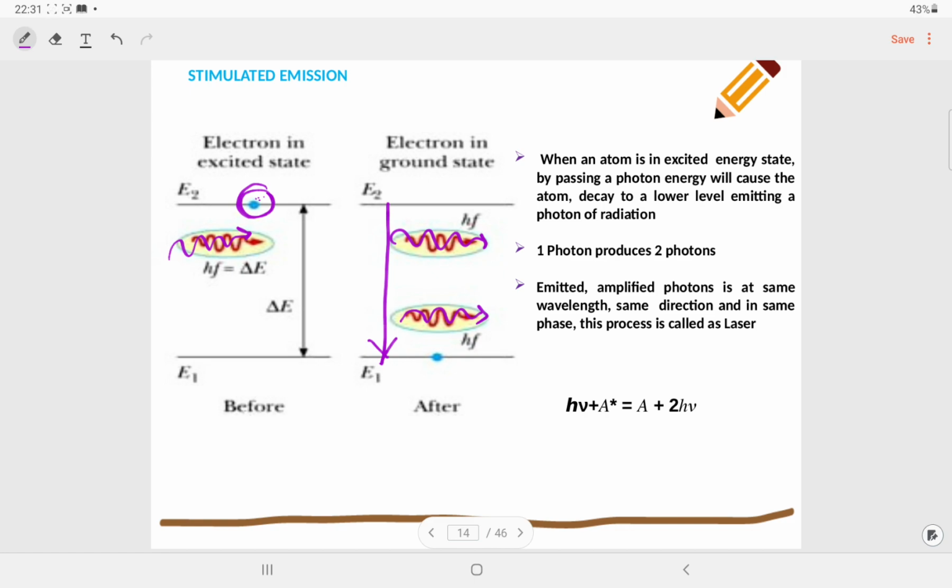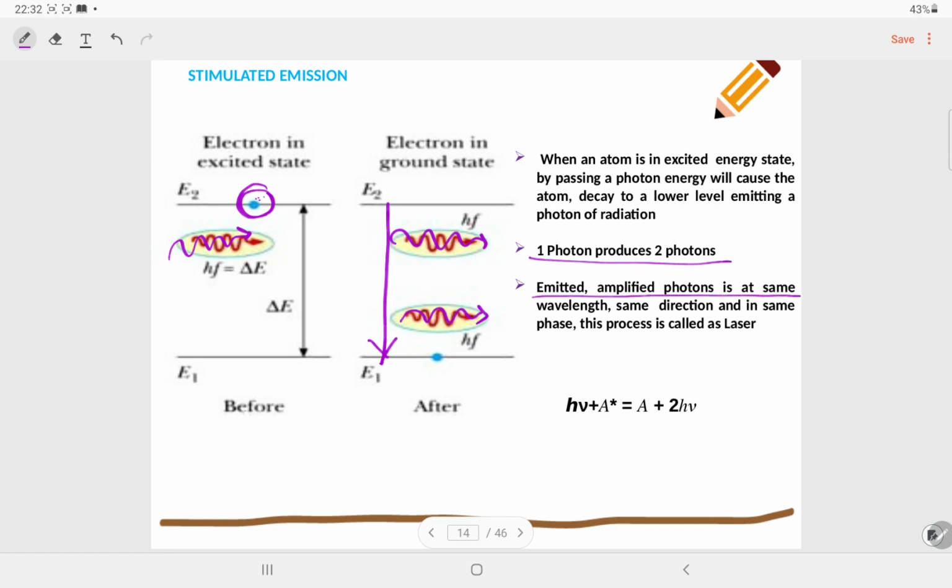I'm explaining the stimulated emission process again. Our system is already in an excited state, and some external photon encounters our system. It triggers our electron, which is already in the excited state, and it makes the downward transition. While coming toward the ground state, it also emits energy in the form of a photon, and the incident photon is already there. So ultimately from one photon we are getting two photons. The explanation is given here: when an atom is already in an excited energy state, passing a photon causes the atom to decay to a lower level, emitting a photon of radiation. Ultimately one photon produces two photons.